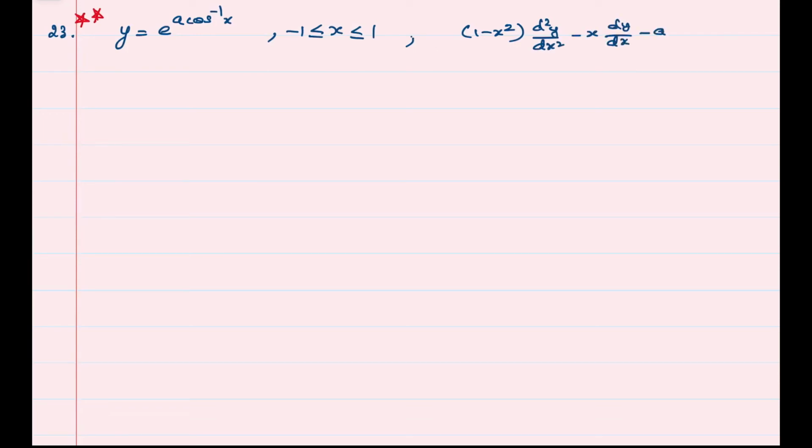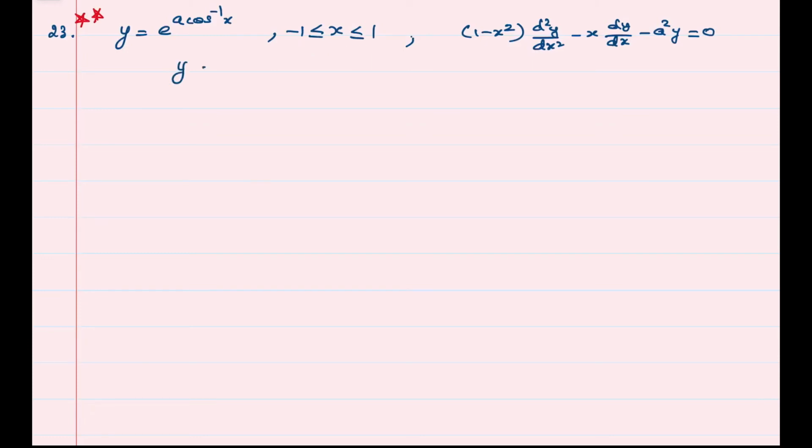Question 23. This is an important question. If y is e raised to a cos inverse of x, where minus 1 less than or equal to x less than or equal to 1, show that 1 minus x square times d square y by dx square minus x dy by dx minus a square y equal to 0. Here the function cos inverse of x is there, and we know that the domain of the cos inverse function is minus 1 to 1. That's why that condition is given.